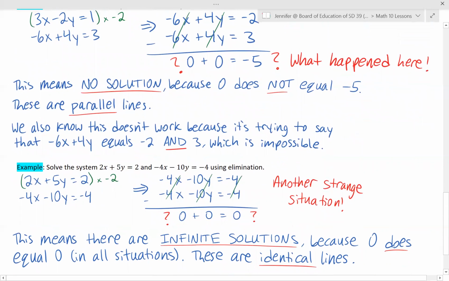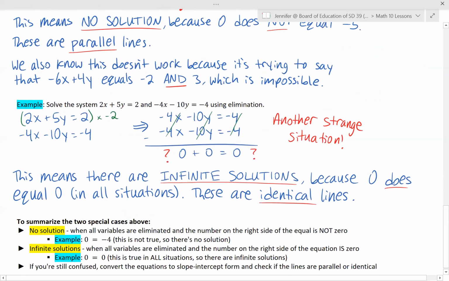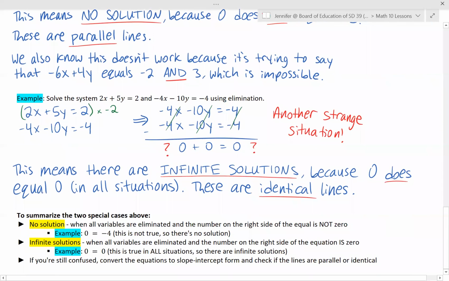So I know that the special cases can be a bit confusing, and I've summarized it here. There's no solution when all the variables are eliminated and the number on the right side of the equal sign is not 0. So for example, if it says 0 equals -4, this is not true, so there's no solution. Whereas infinite solutions is the same situation, but the number on the right side of the equation is 0. So it's saying 0 equals 0, which is true in all situations, so there are infinite solutions.